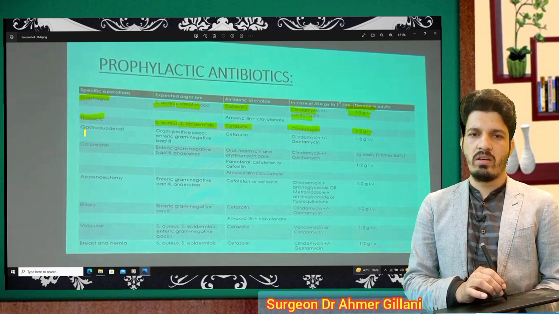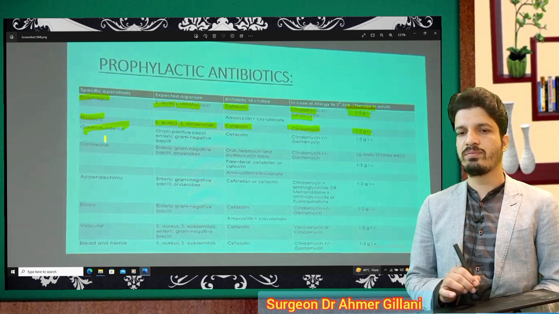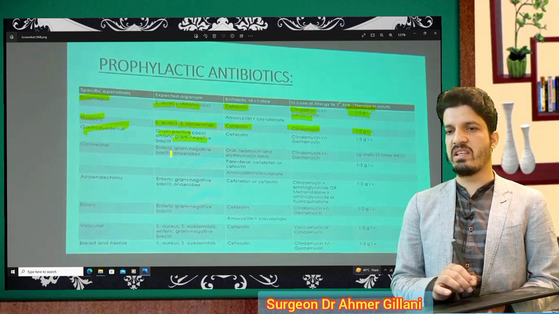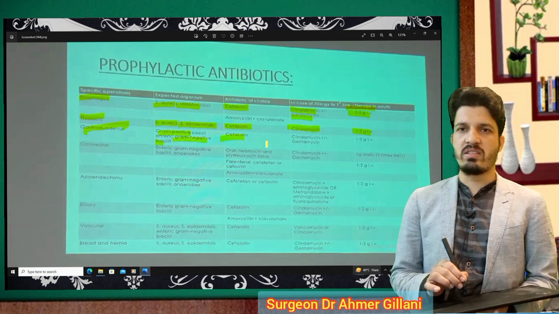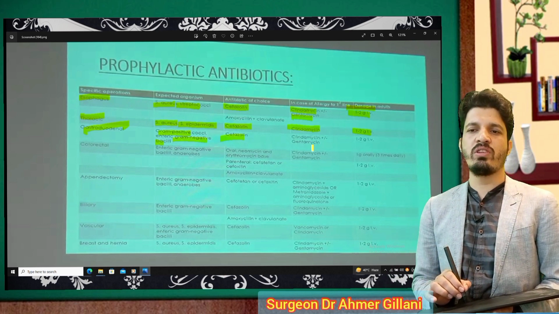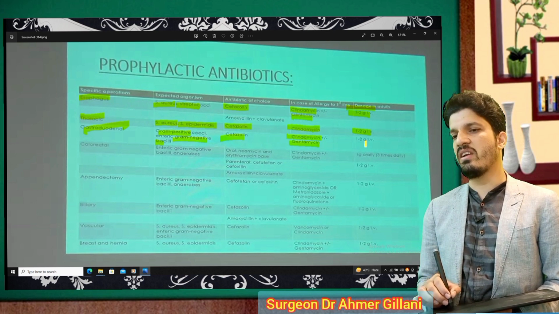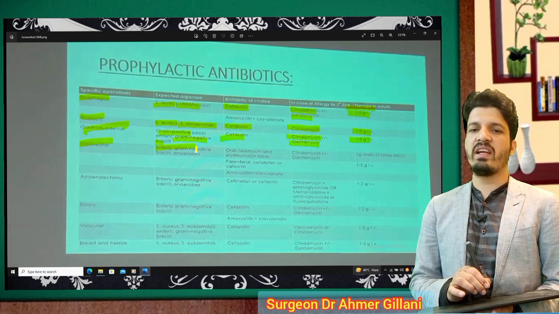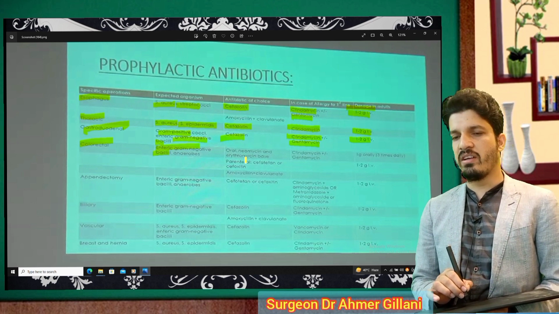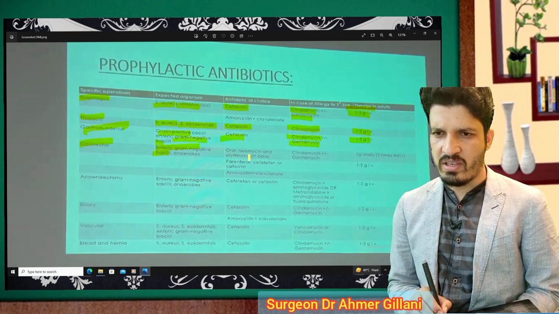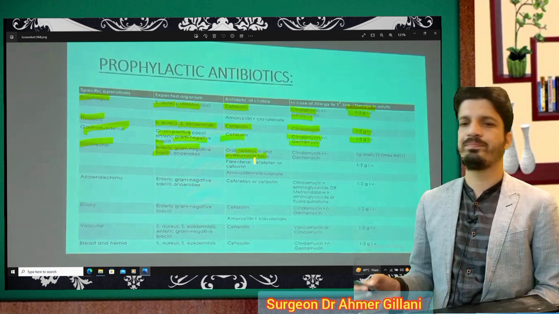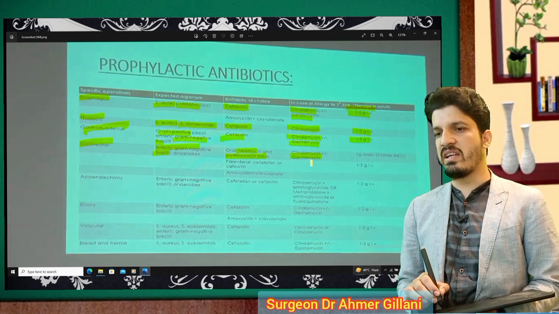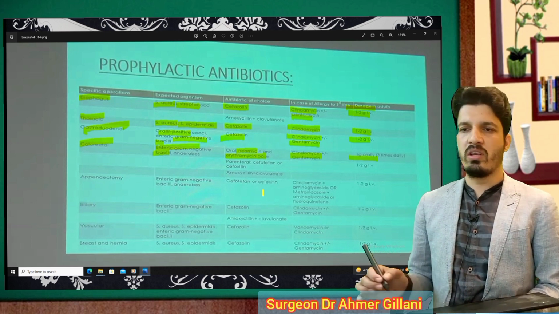In case of the gastroduodenal, the gram positive cocci are there and the gram negative bacilli are there. Again you will use the cefazolin, and in case of allergy you will use the clindamycin and gentamicin. Again dose is 1 to 2 grams. And in case of the colorectal surgery, enteric gram negative bacilli are responsible, and you can use the oral neomycin and erythromycin base. And same as if allergy is there, you will use the clindamycin, gentamicin, again 1 gram oral.